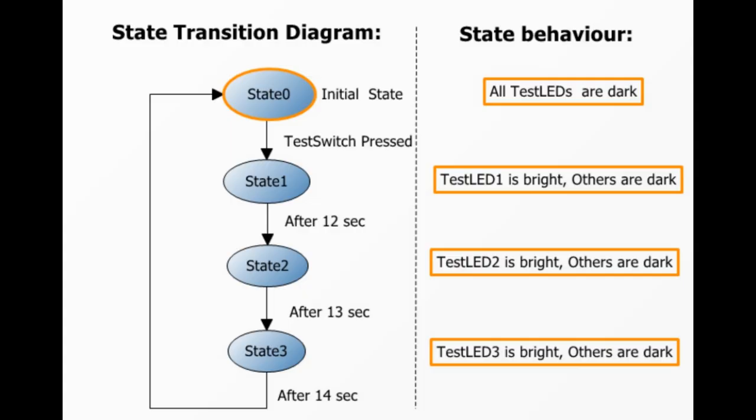In state 1, LED 1, GPIO 23, labelled test LED 1, turns on. After 12 seconds, it moves to state 2, where LED 2, GPIO 33, test LED 2, turns on and the others turn off. After 13 seconds, it transitions to state 3, where LED 3, GPIO 37, test LED 3, turns on. After 14 seconds, the system returns to state 0 and waits for the next button press.